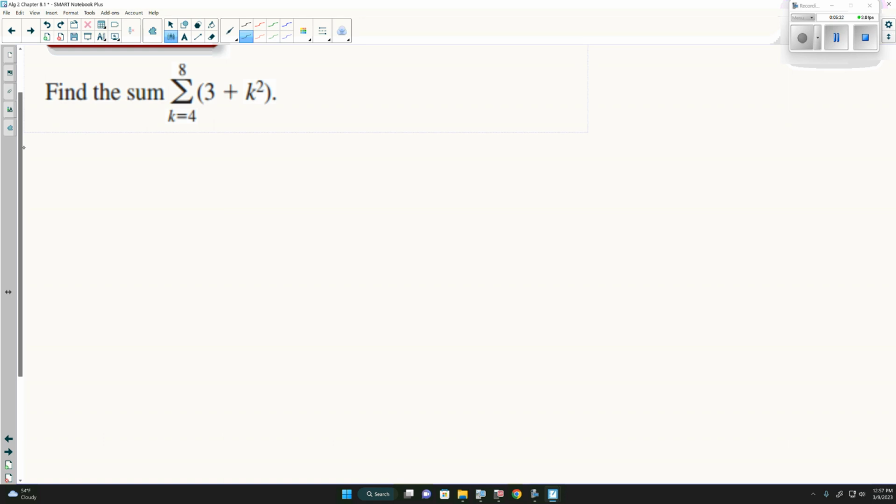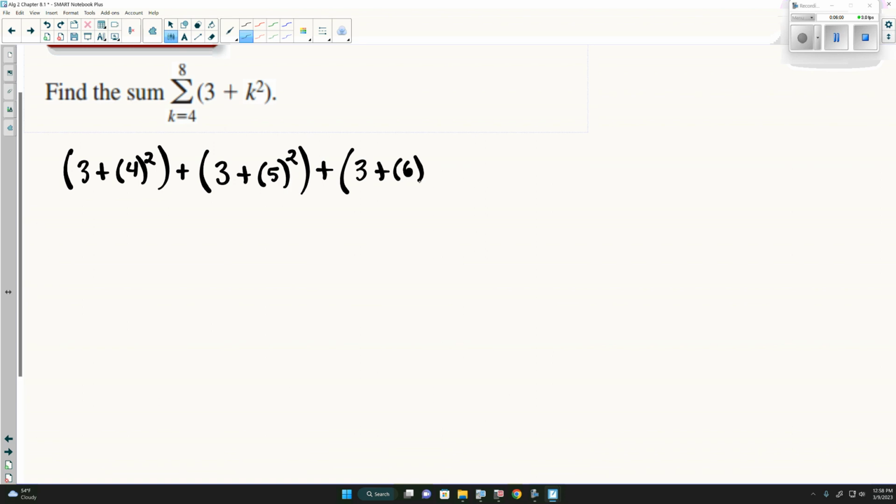Now, finding the sum, what we're going to do is replace each value of k into the series. Now, the first value of k that we're using is 4, because it said k is equal to 4 to 8. So we're starting at 4, going all the way up to 8. So we'll start off with 3 plus 4 squared. Then we're going to add to it 3 plus 5 squared. And we'll add to that 3 plus 6 squared. Then we'll add to that 3 plus 7 squared. Then we'll have plus 3 plus 8 squared.